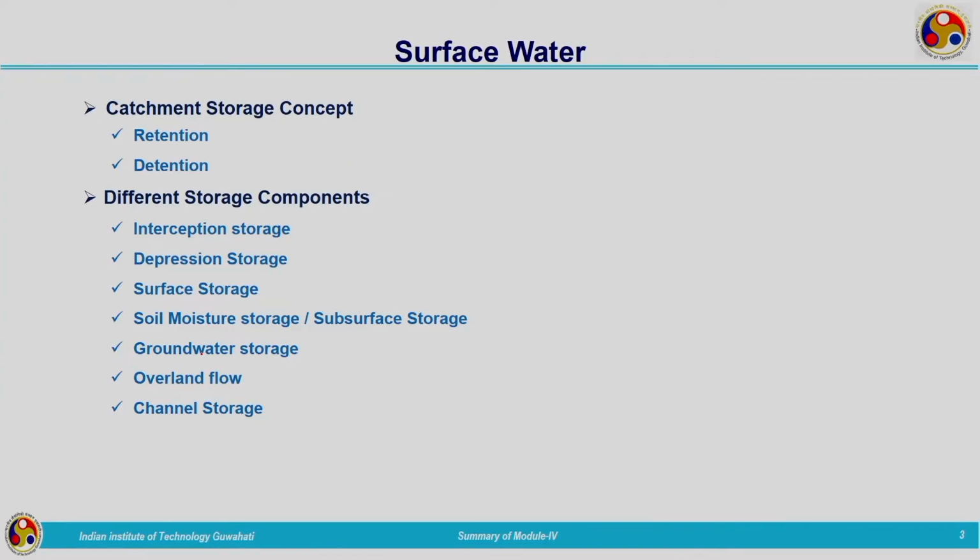So, all these we have covered in detail, and whenever a storm is occurring, all these storages, mainly surface storages, will be satisfied and then the flow will start. Surface flow or overland flow will start.